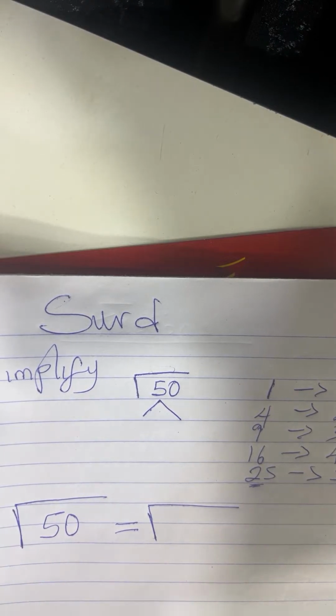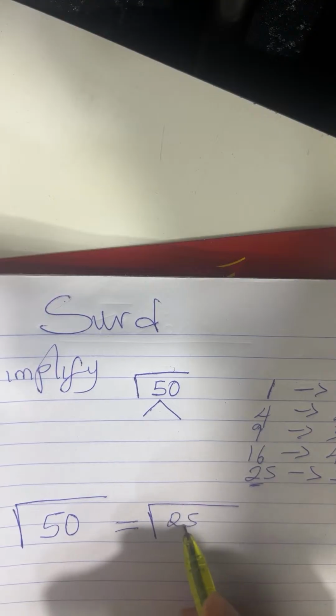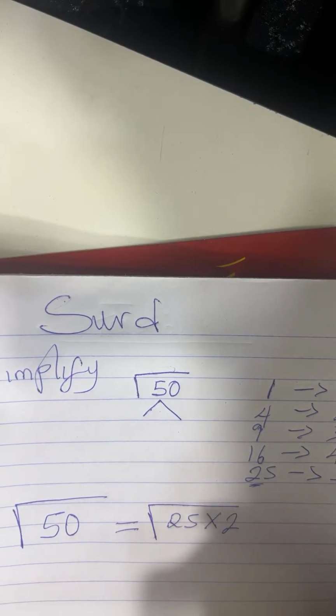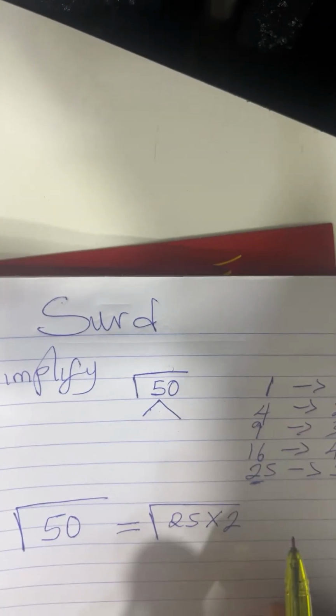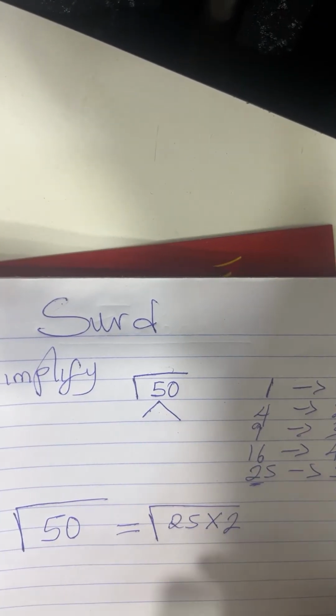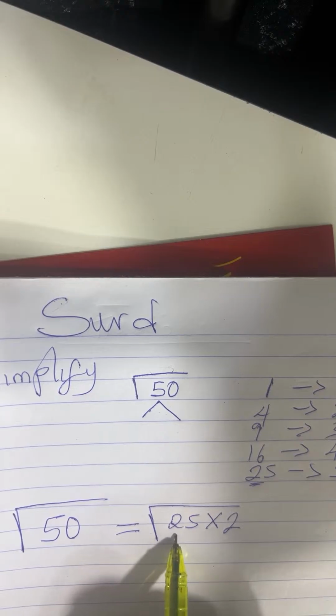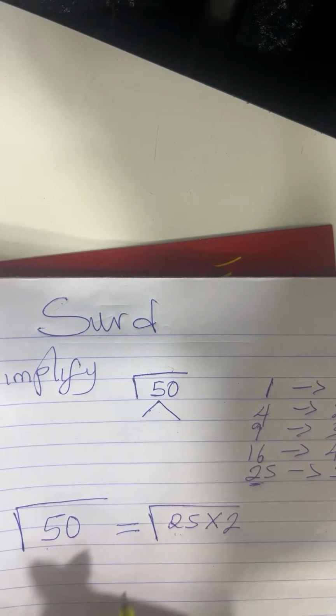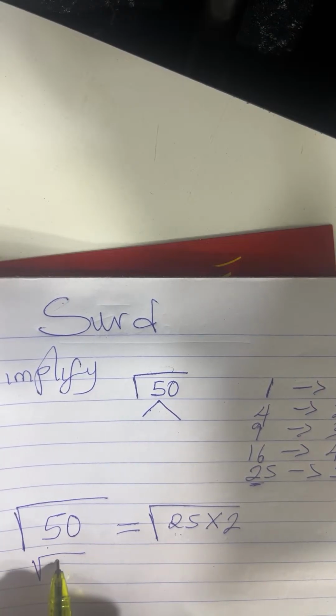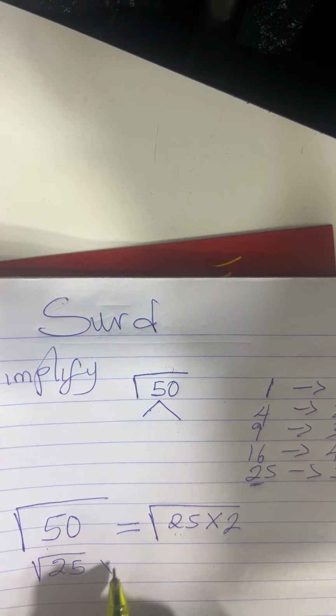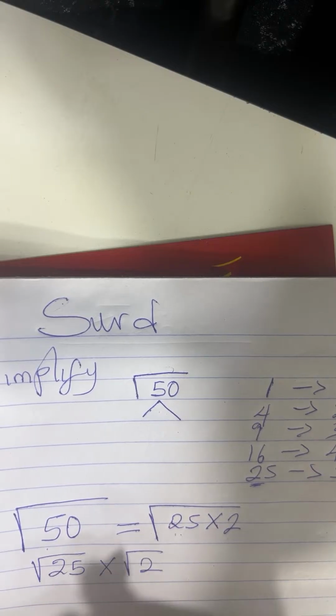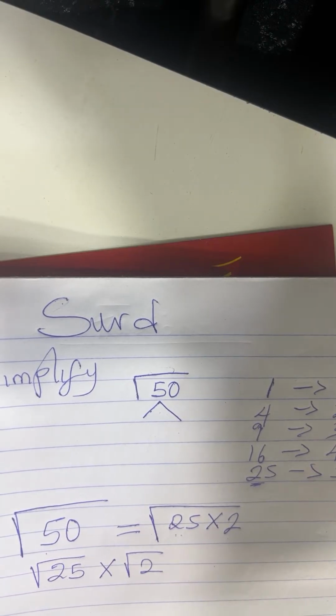When you multiply 25, which is a perfect square, by 2, and 2 is not a perfect square, okay? So since you have this, it is very simple to continue. Now you have root of 25 times 2. You know 25 times 2 is 50. Now you have to break it down, because it is the square root of 25 times the square root of 2. So what is the square root of 25, please?